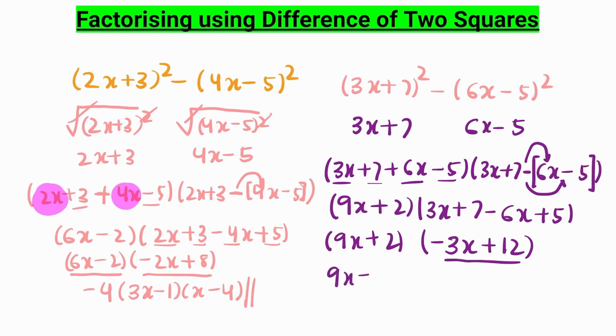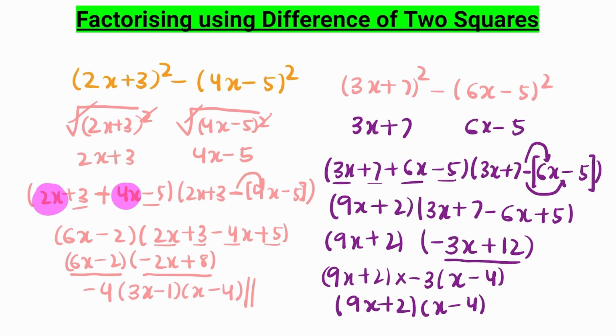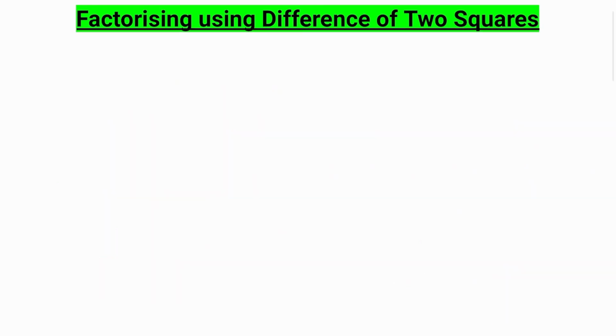9x plus 2 as it is. And we can take minus 3 out of the brackets. What will be remaining within the brackets? X minus 4. We can further simplify this part. 9x plus 2, x minus 4, and minus 3 will be lying outside the brackets. That's our final answer. Let's move on to our final set of examples.